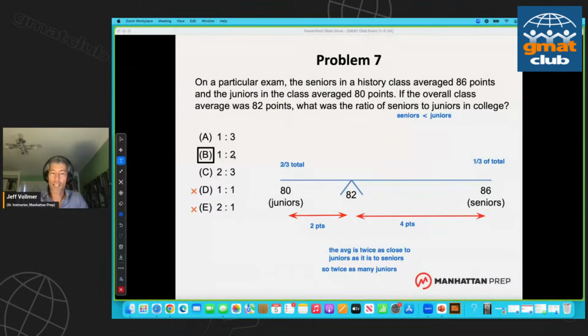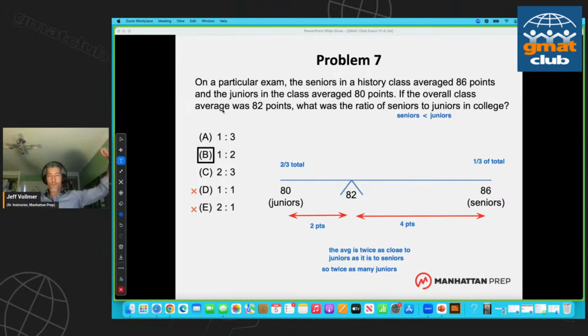And you could confirm it. If you wanted to plug in the answers, you could say, well, let me check this. There's 1 senior, there's 2 juniors. Let me add those up. 86 plus 80 plus 80. If I add that up, 246 divided by 3, I get 82. So you could confirm it that way. It just seems clunkier to plug those in for all the answers than to visualize it like this.